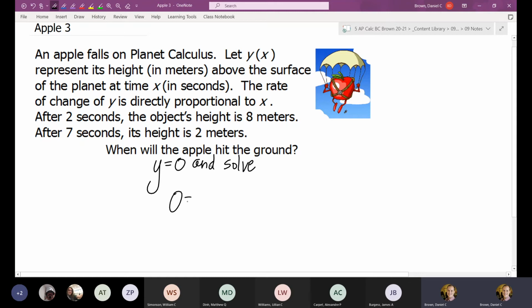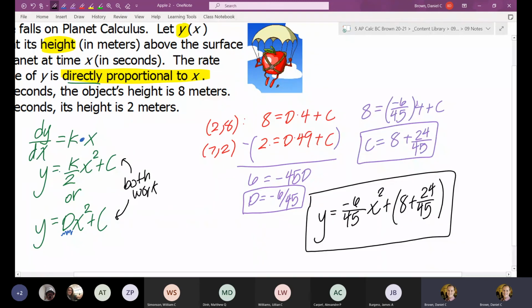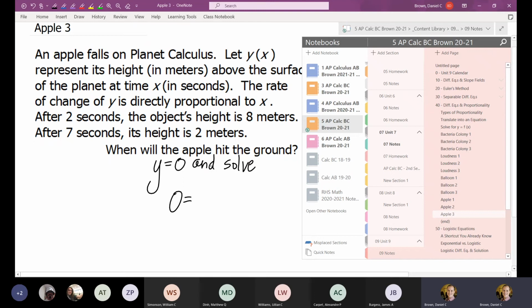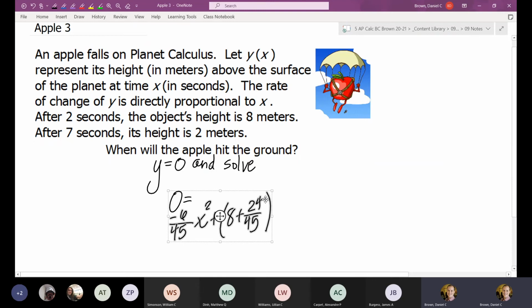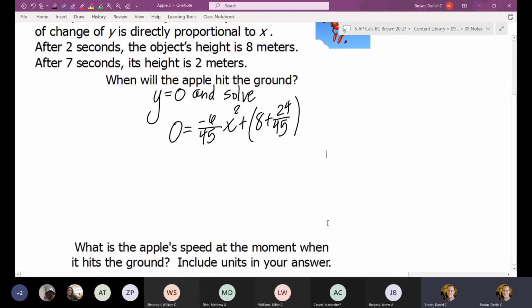So I have 0 is equal to, and I already forgot what it was. That. I'm gonna be lazy and copy it. And then just set that equal to 0 to solve. This is a quadratic, so technically there would be a plus or minus for this one when you solve, but we are talking about time, so we're not really going to have a negative time for this problem.